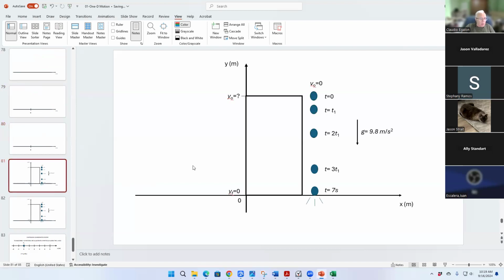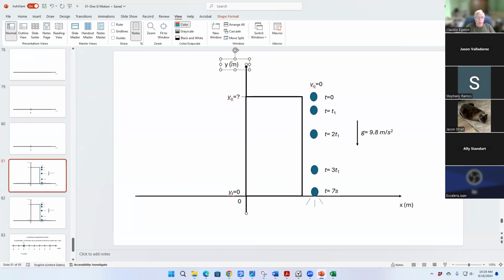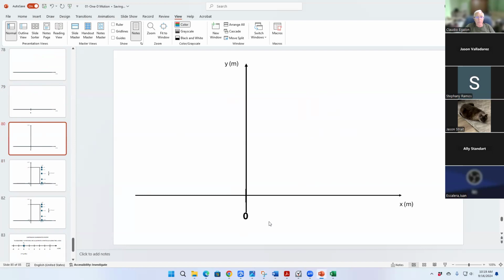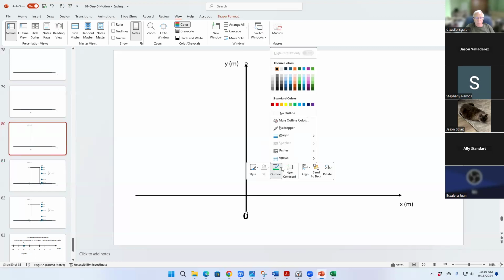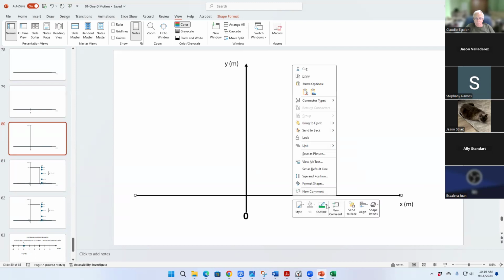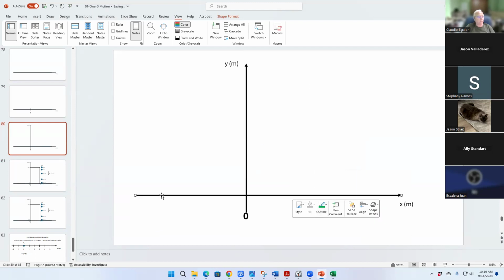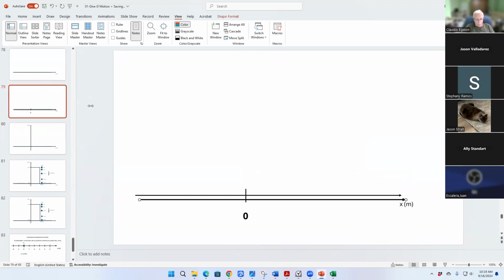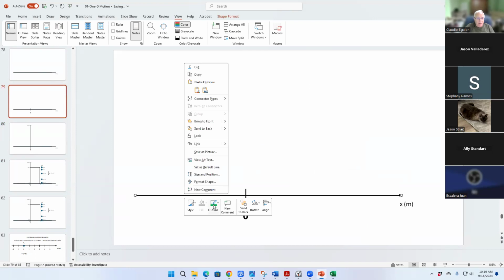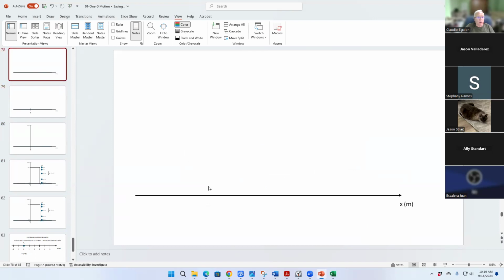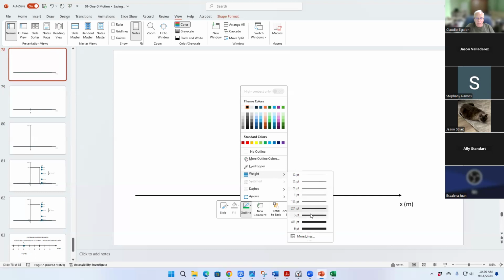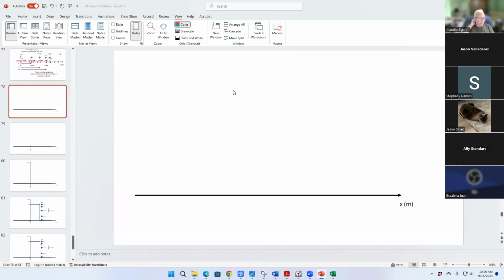A y-axis. Make everything consistent: 1, 2, 3, 1, 2, 3. Okay, so here you go. Let's play the movie, right? That's what I call playing the movie. X-axis, origin of the x-axis, y-axis, right? The origin of the y-axis coincides with the origin of the x-axis.